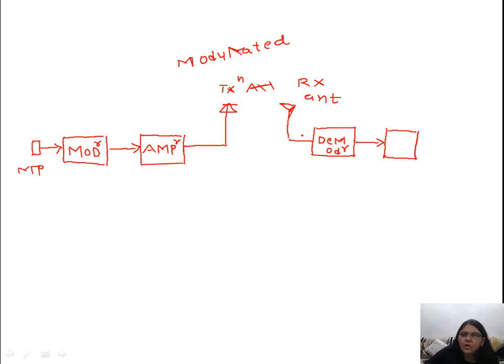But that signal passes through a number of media, so it can be affected by noise. So again at the receiving end, I need an amplifier. This amplifier will amplify my signal, and I can listen through the loudspeaker at the other end. So this is the requirement of modulation in communication. So we started learning about modulation.